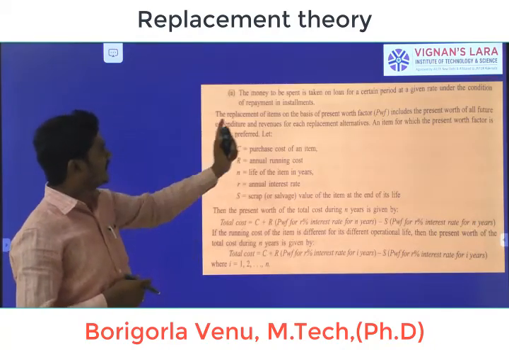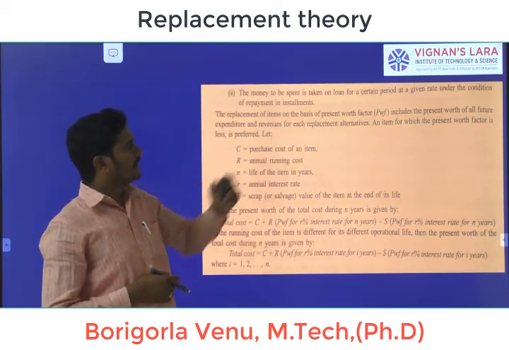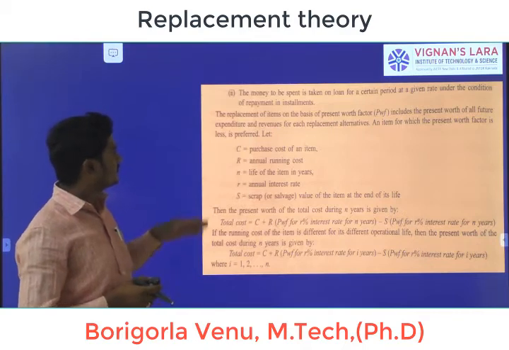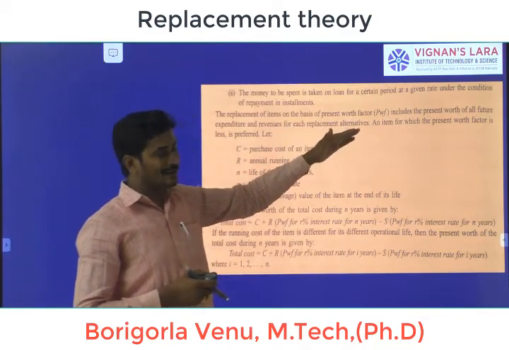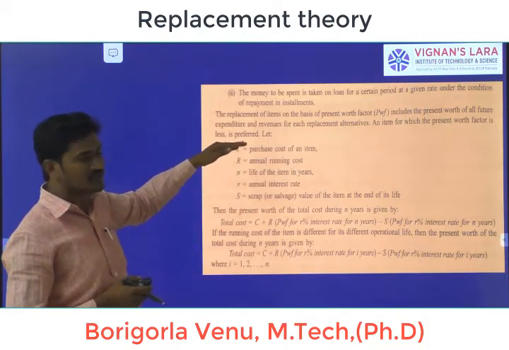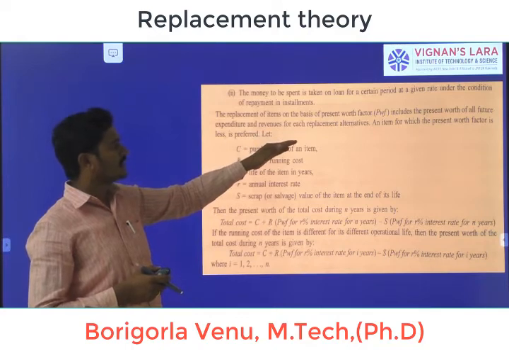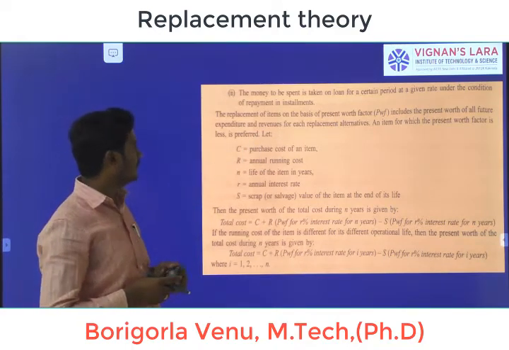Next, the second one: the money to be spent is taken on loan for a certain period at a given rate, under the condition of repayment in installments. The replacement of items on the basis of present worth factor includes the present worth of all future expenditure and revenues for each replacement alternative. An item for which the present worth factor is less is preferred.